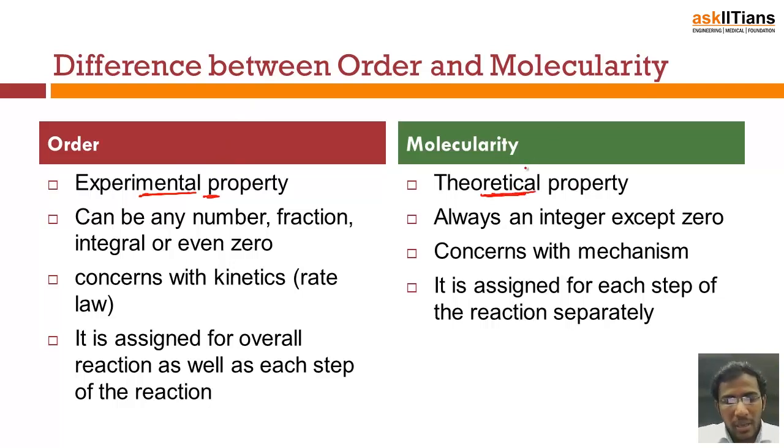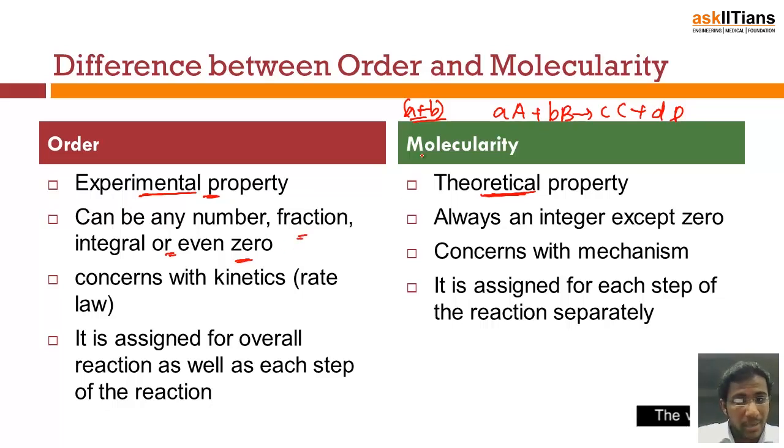That is, if an equation is given, let's suppose A plus B is given, which is giving C plus D. Here you can determine its molecularity if it is not a complex reaction, say it is an elementary reaction. So for this reaction, the molecularity is simply 1 plus 1, which you can directly determine from the stoichiometry of the reaction. There is nothing experimentally determined. And order can be any number, like it can be positive, it can be negative, it can be a fraction, and it can be 0 also.